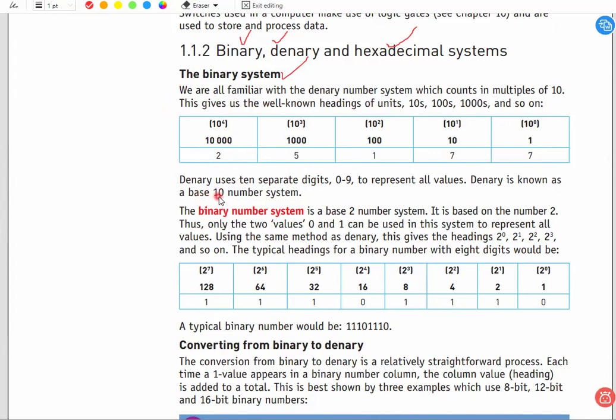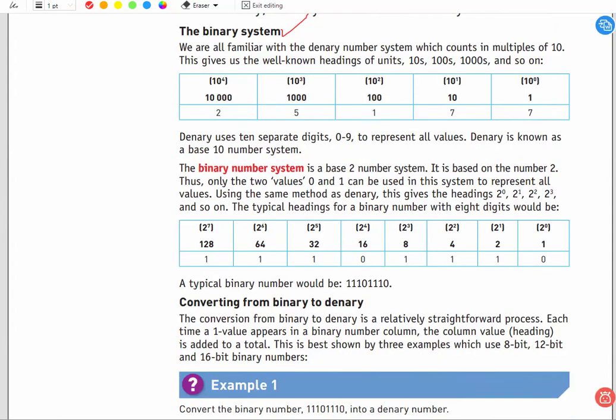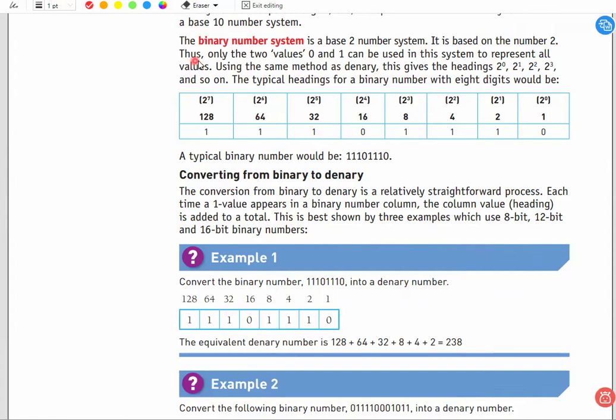I think this is the basic content for the denary concept, digits 0 to 9. We also call the denary system the decimal system, and it's a base 10 number system. That's great. I hope you got it. Now we move forward to the binary system in a similar way. The binary number system is a base 2 number system. It is based on the number 2, with only two values, 0 and 1. These can be used in the system to represent all values using the same method.